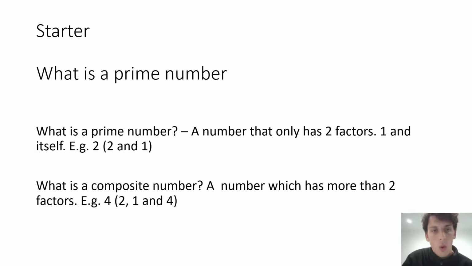Right, now, what is a composite number? A composite number is a number which has more than 2 factors. Okay, as an example, 4. 4 has 3 factors, 2, 1, and 4. So this is a composite number because it has more than 2 factors. Okay, so just to recap, a prime number is a number which only has 2 factors. A composite number is a number which has more than 2 factors.